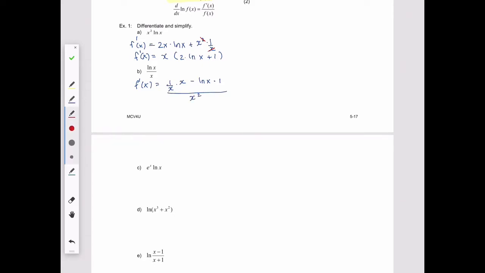And we can simplify this a little bit, right? We can cancel out those 2 x's over there. And anything else we can do? I think that is going to be it. So when we simplify this, we're going to get f prime of x is equal to 1 minus ln of x over x squared.